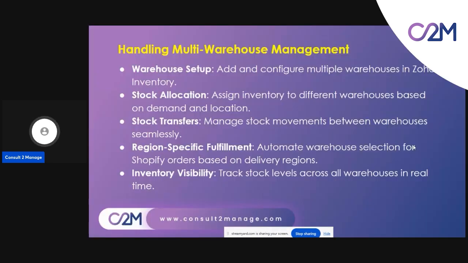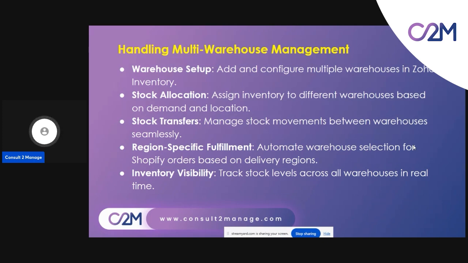Moving forward, we can handle multi-warehouse management, which means that if we have multiple warehouses at different locations, and we fulfill inventory from different locations, we can do so with Zoho Inventory. In Zoho Inventory, we have warehouse setup, stock allocation, stock transfer, region-specific fulfillment, and inventory visibility. We can use any of these in Zoho Inventory, which allow managing warehouse inventory, and not just inventory but the operations of warehouses as well.